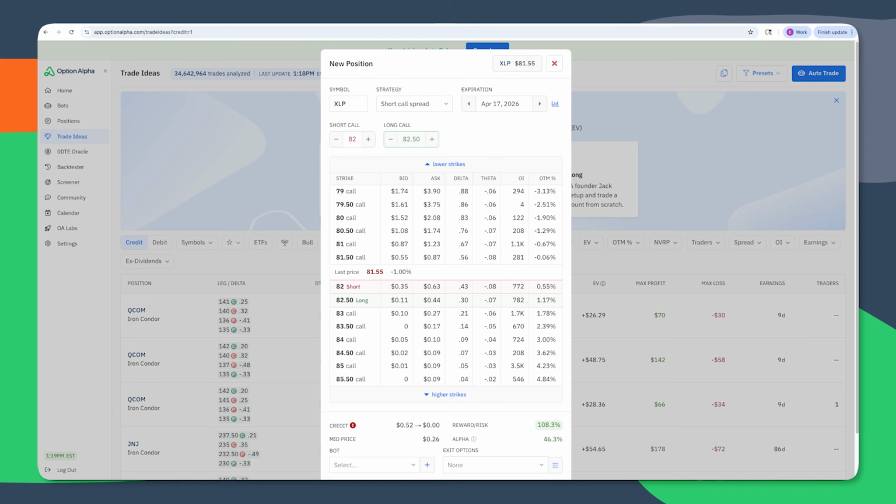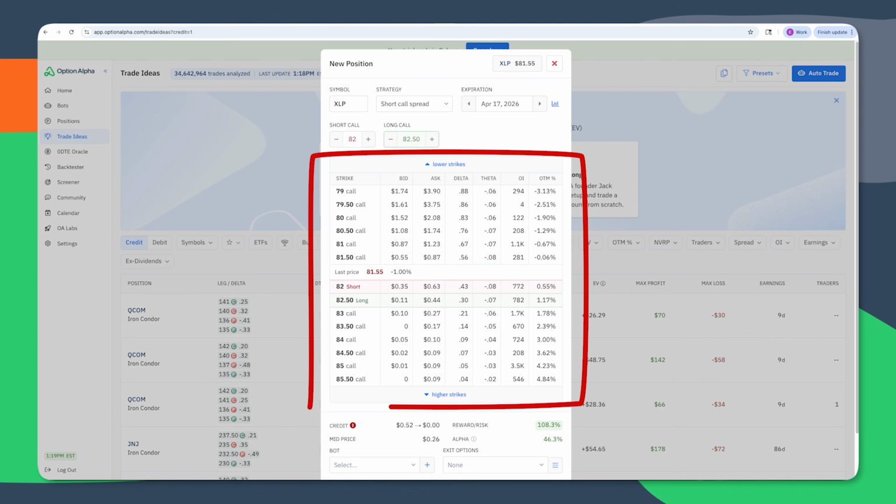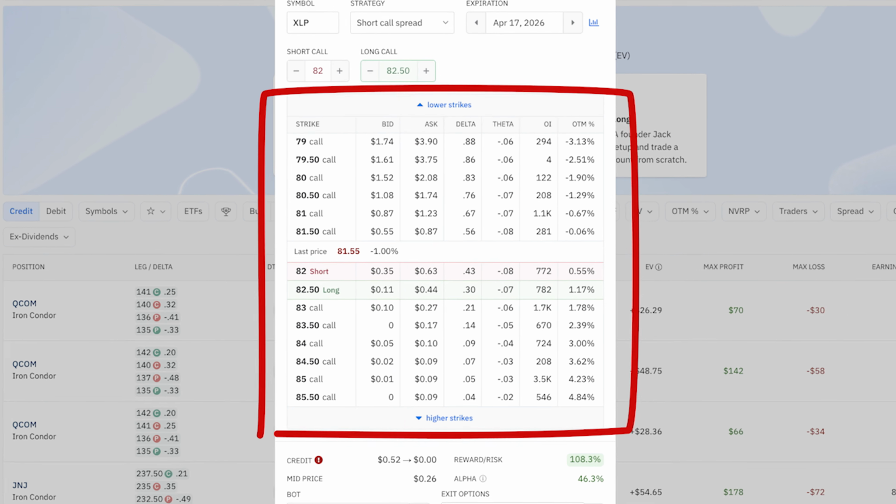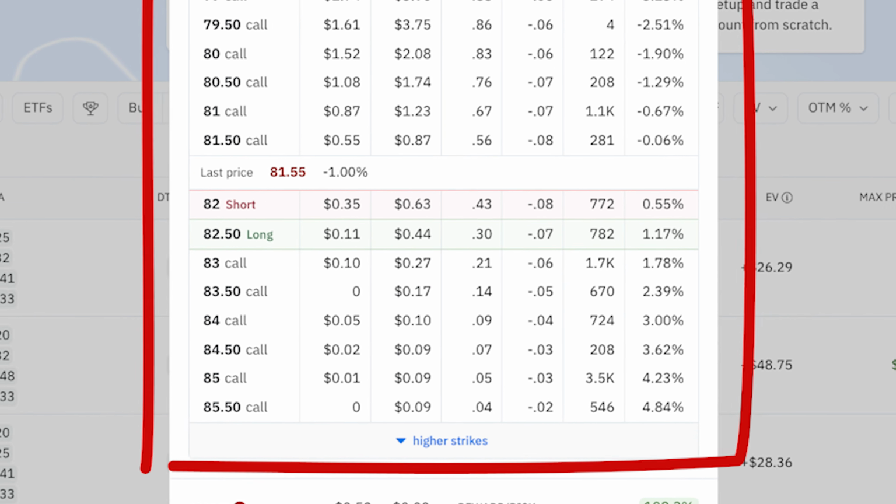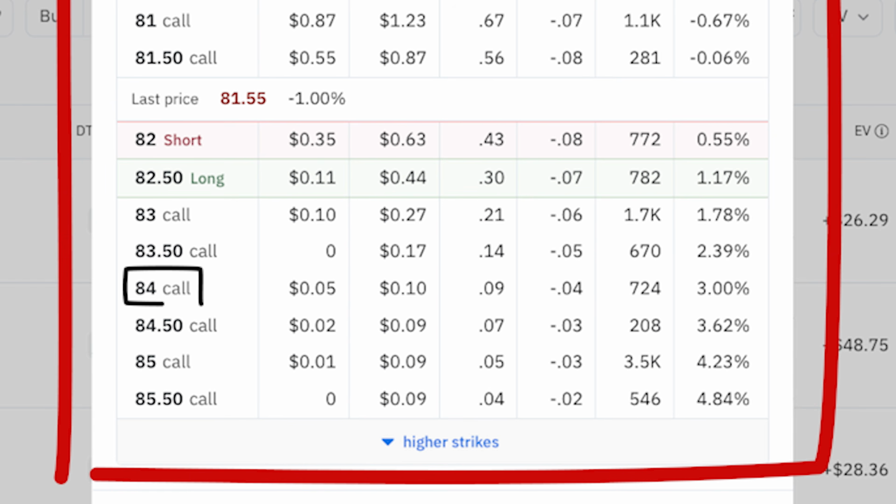So here's a rule. This is one I want you to actually use. Pick your strike based on the move you realistically expect and the time you have, not the cheapest price. All right, let's go back to the XLP at $81.55. This is the options chain. Now, this is where most people mess up. They scroll, they go straight to the cheap ones. They see something like the 84 or 85 call for a few cents and think that's the one.